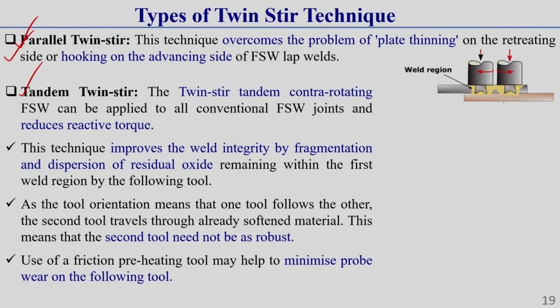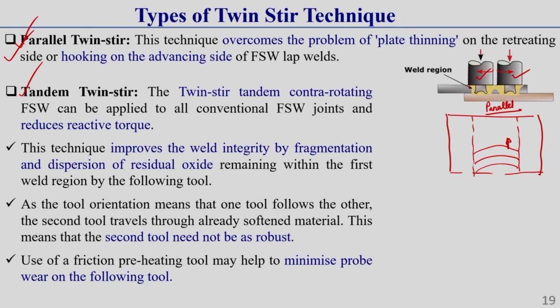In the first figure I have shown the parallel twin stir friction stir welding process, or twin stir technique. Here we use two tools, this is one tool, this is another tool. One is rotated clockwise and the other is rotated anti-clockwise. This is the workpiece. This is the top view, and this is the welding direction. In this direction the welding is done. This is called the twin stir friction stir welding process.